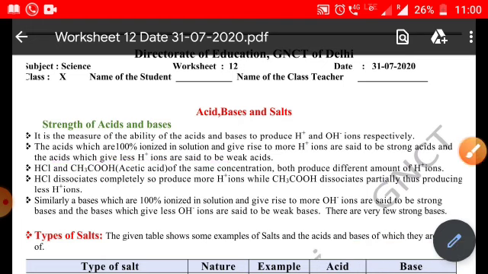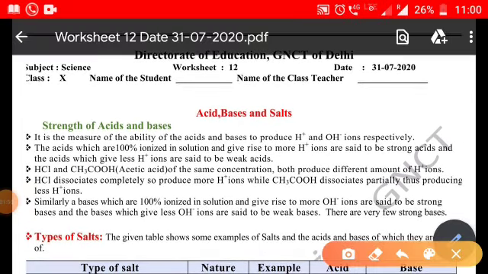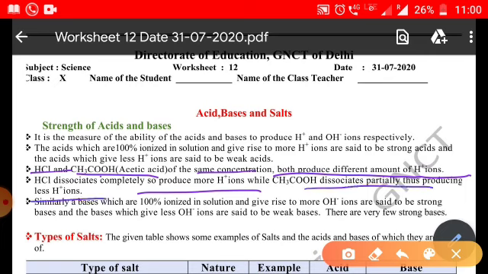An example is hydrochloric acid and acetic acid of the same concentrations. Both of them produce different amounts of hydrogen ions because HCl, which is a strong acid, dissociates completely and produces more hydrogen ions, whereas acetic acid dissociates partially and produces fewer hydrogen ions.